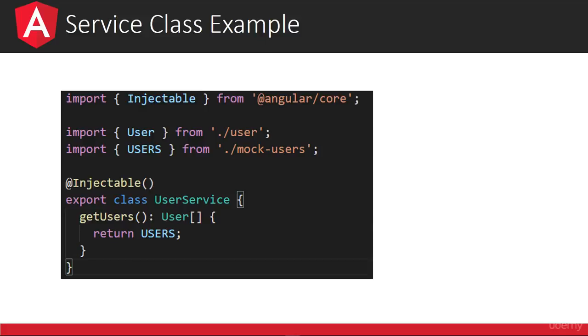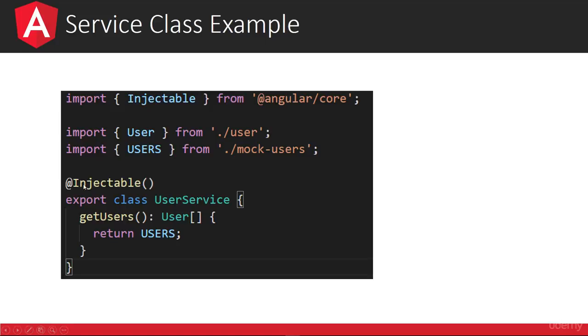So let's take a look at a very, very simple service class. As you can see, we're importing the Injectable package from Angular Core. Then we're also importing a user model here, which would be an interface or just a class model. And then we're also importing some mock users, which would be a JSON file or something like that, something that mimics fetching users from a database.